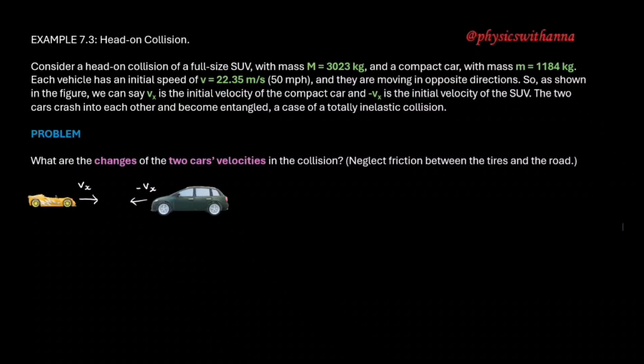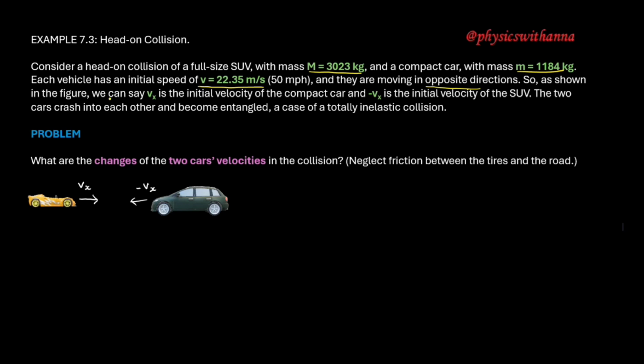Example 7.3 Head-on collision. Consider a head-on collision of a full-size SUV of mass M equals 3023 kg and a compact car with a mass small m equals 1184 kg. Each vehicle has an initial speed v equals 22.35 meter per second and they are moving in opposite direction.